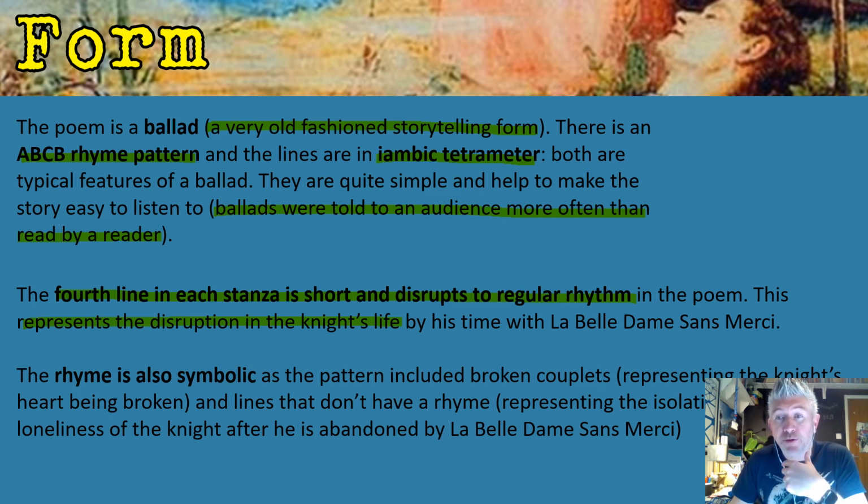And the rhyme pattern is also symbolic, as the pattern is focused on broken couplets. Okay, so that means, like I said, the ABCB pattern has got a pair of rhymes in there, but they're not together. And that broken pattern, those broken couplets, represent the knight's heart being broken and the damage that he's suffered by being with La Belle Dame sans Merci.